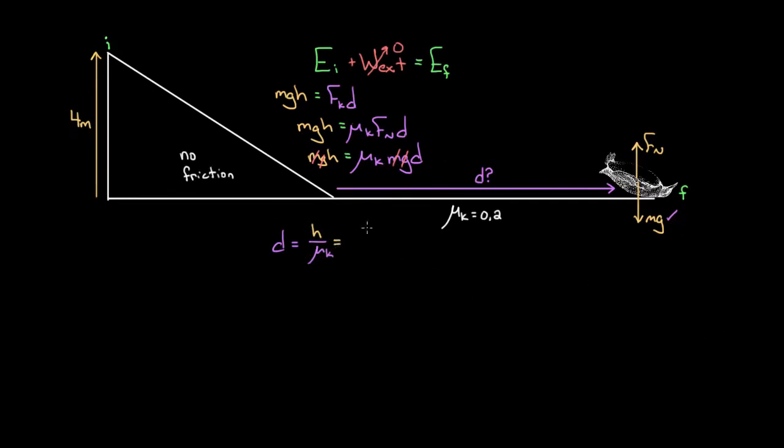In other words, h was 4 meters. And then I divide by the coefficient of friction, which was 0.2. And I get that Walter's going to slide 20 meters before coming to a stop.